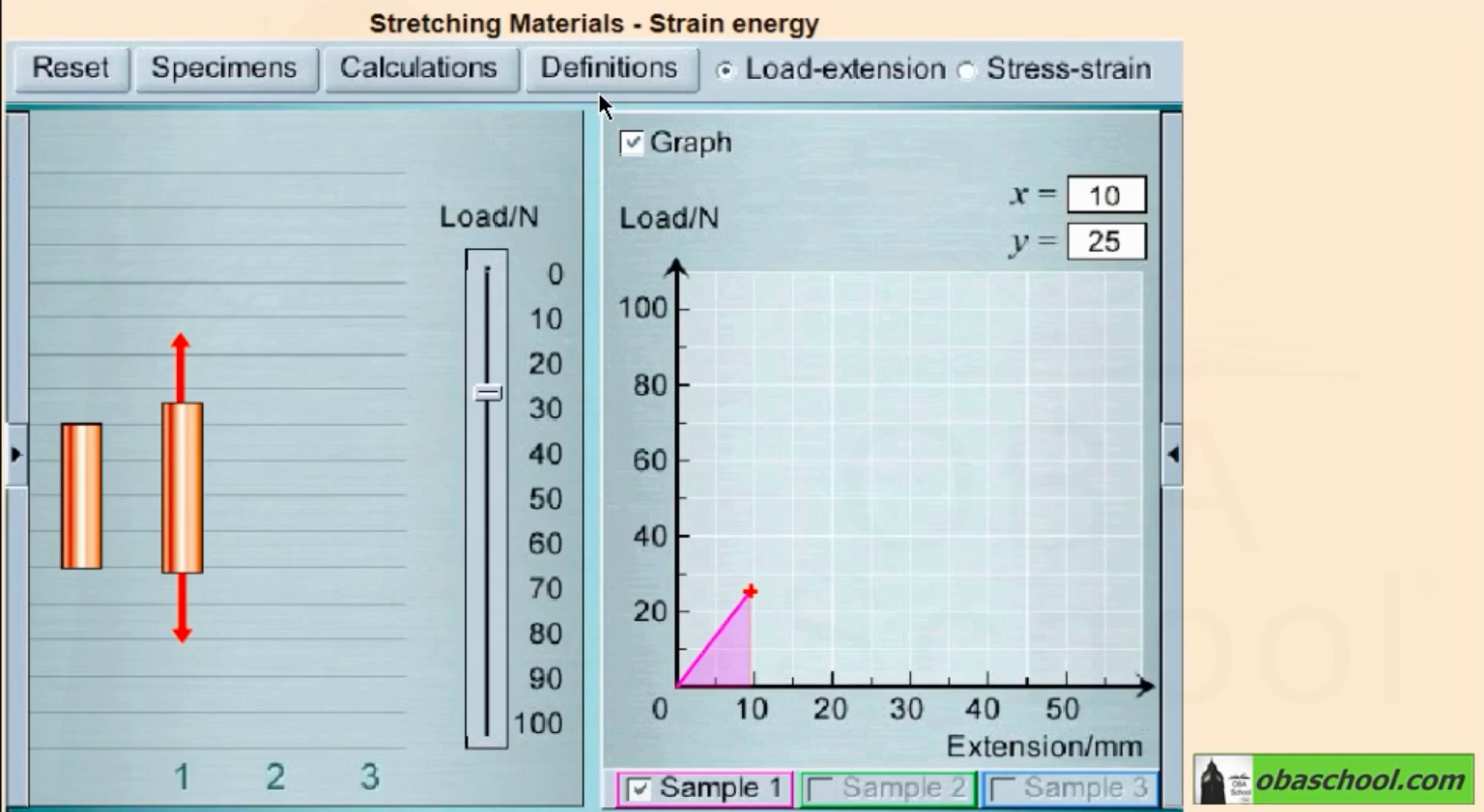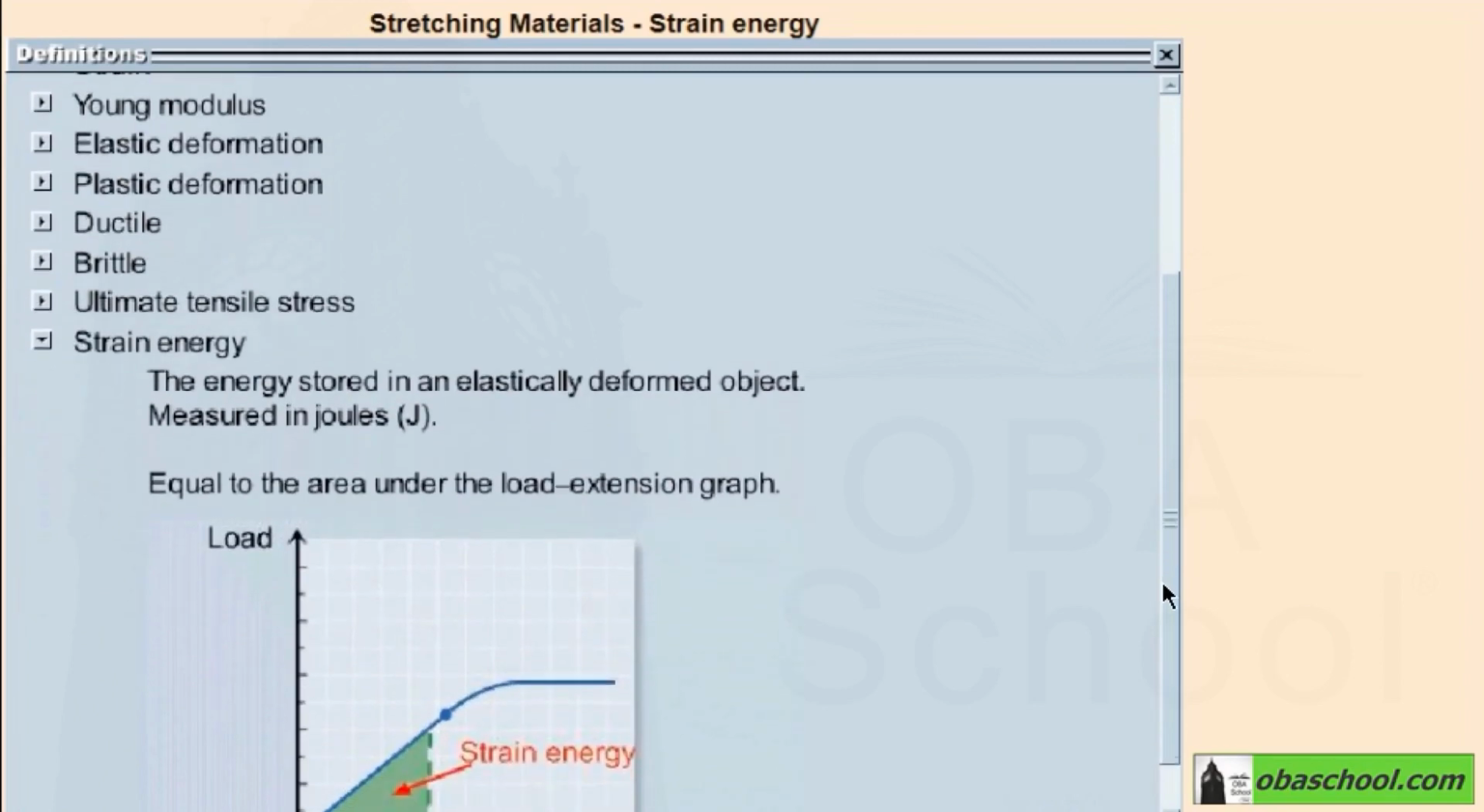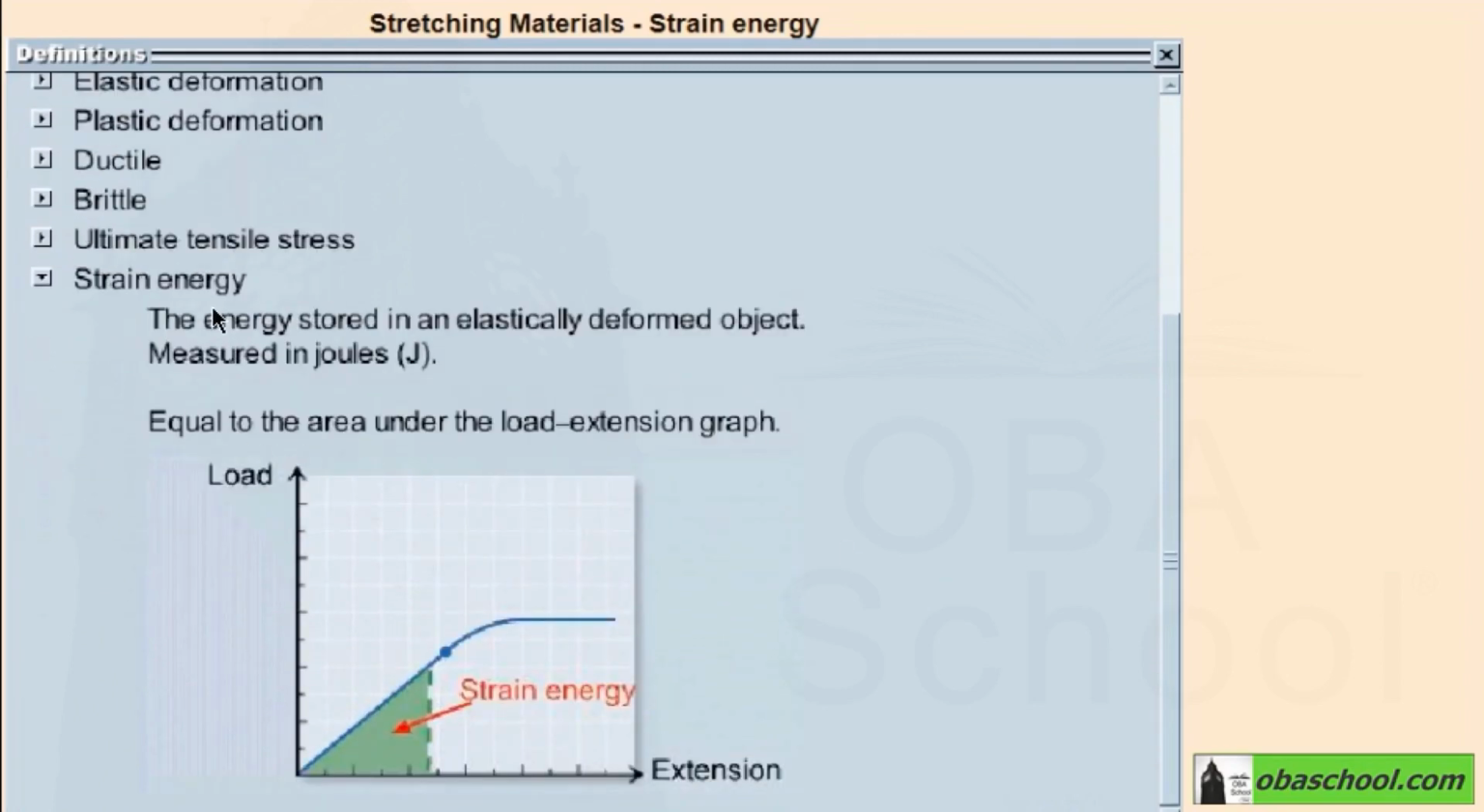We will click Definitions to check the definition of strain energy. So the strain energy is defined as the energy stored in an elastically deformed object, and it's measured in joules. This strain energy is equal to the area under the load extension graph, as shown in this graph right here.